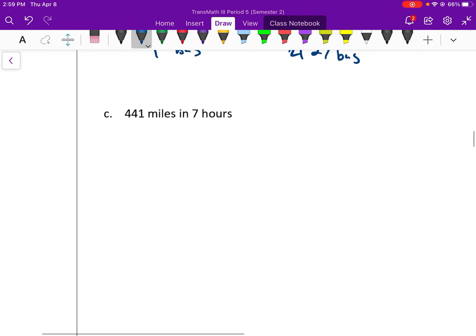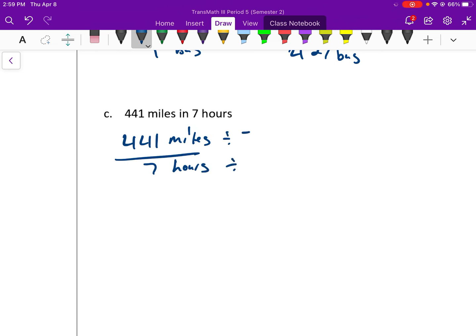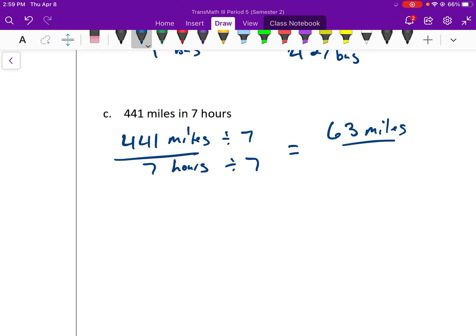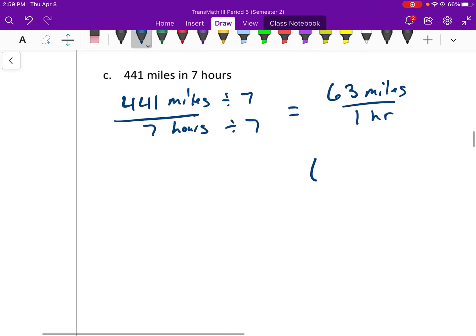Okay, now last one here, 441 miles in 7 hours. So unit rate in this case is going to figure out how fast we are going for miles per hour. We can figure out our average rate now. And again, dividing both top and bottom by whatever that denominator is. We're not going to work through this one. But if we were to divide both top and bottom by 7, we're going to get 63 miles in 1 hour. So that's 63 miles per hour.